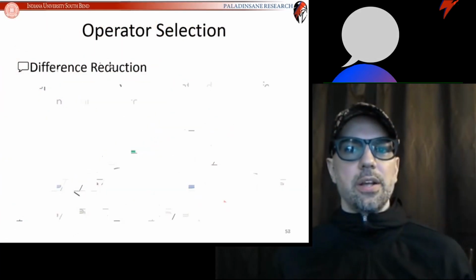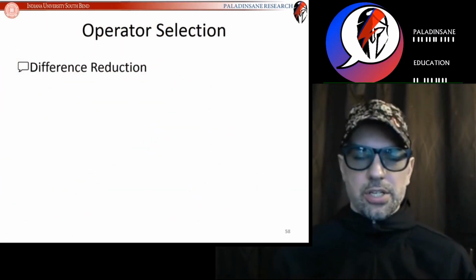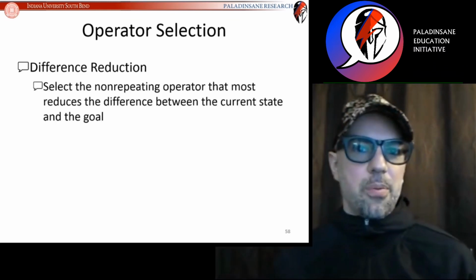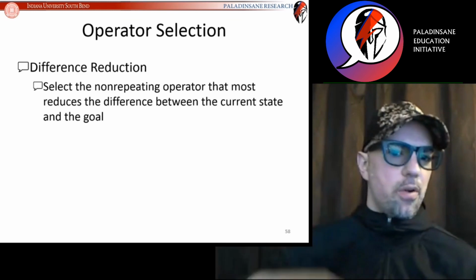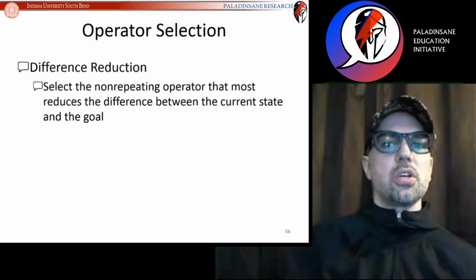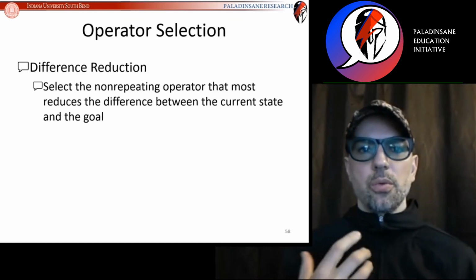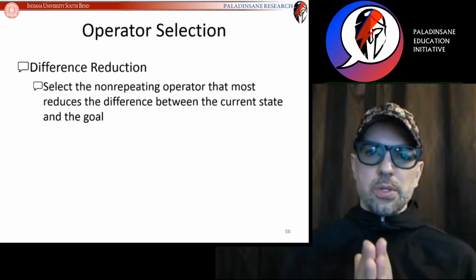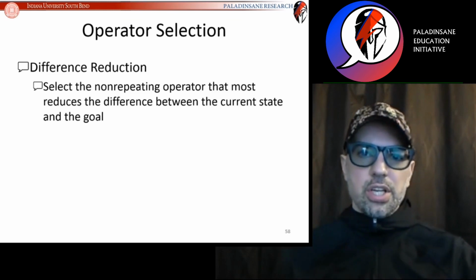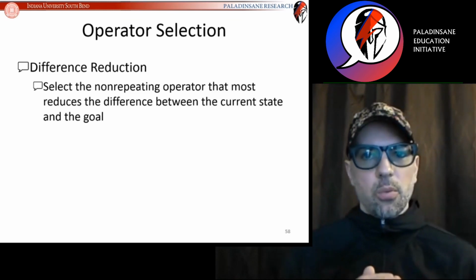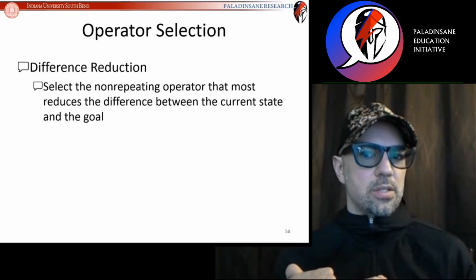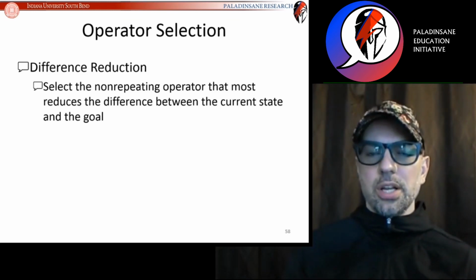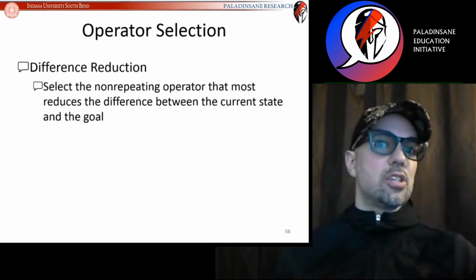All right, next one here that we try to do. We try to do difference reduction. Difference reduction is where we select the non-repeating operator, so not something that we do over and over again, but we choose the operator that most reduces the difference between your current state and the goal. So if you have a choice between two operators, one of which gets you halfway to a solution, and one of which only gets you a quarter of the way, our natural tendency is to choose the one that gets us halfway, even if that leads to a dead end.